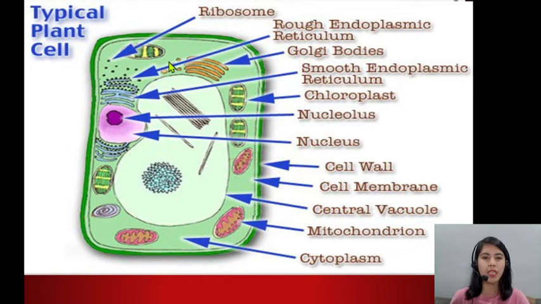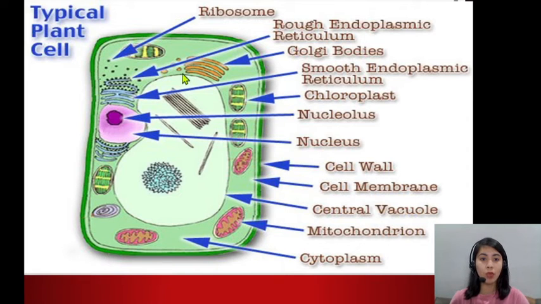So kung mapapansin nyo dito, merong mga parts ang plant cell na matatagpuan din natin sa animal cell. Pero merong parts ang plant cell na wala sa animal cell. At ganun din naman ang animal cell. So isa-isahin ulit natin. So ribosomes, again, itong mga small circles na nakapalibot sa buong plant cell. Okay, we also have the rough endoplasmic reticulum na matatagpuan din natin sa animal cell.